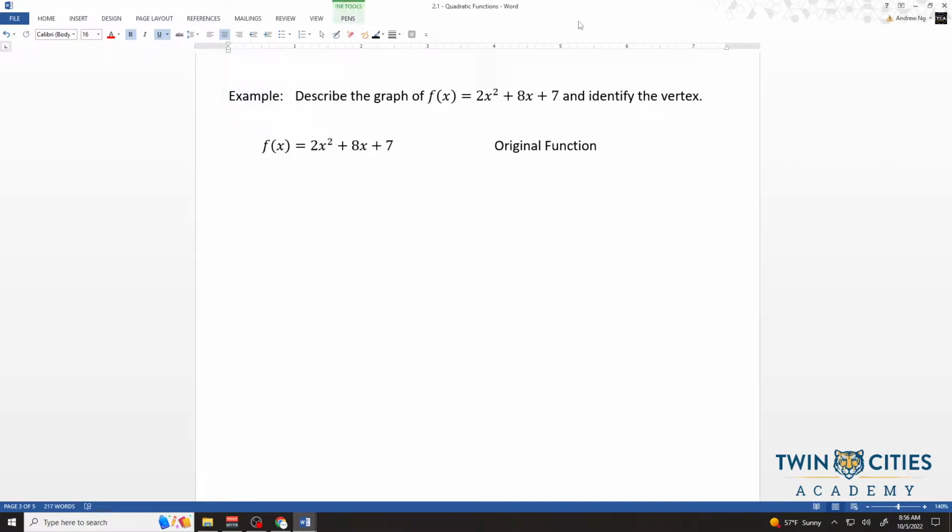So here's how to do this. First, we're going to group the x terms together. So I've got 2x squared plus 8x here, and I'm going to put those together first. And then I'm going to have the plus 7 still out here. Then I'm going to factor this if I can. Here I've got a 2 and an 8, so I know that these are both even. I can pull a 2 out to the front.